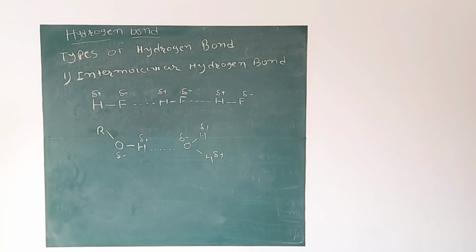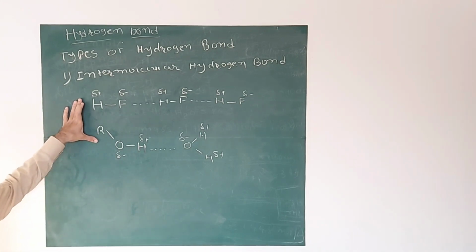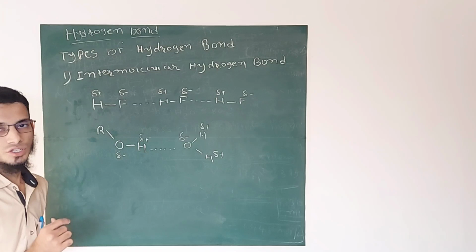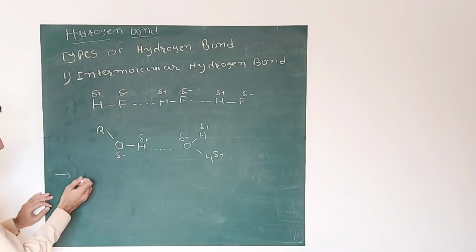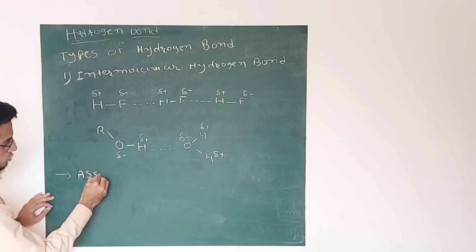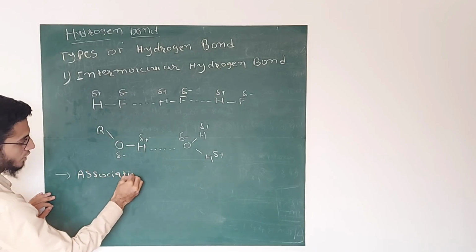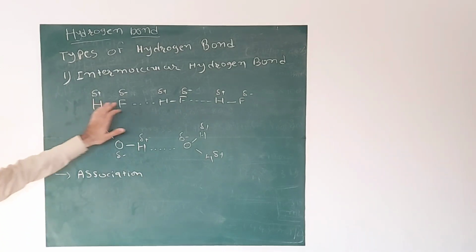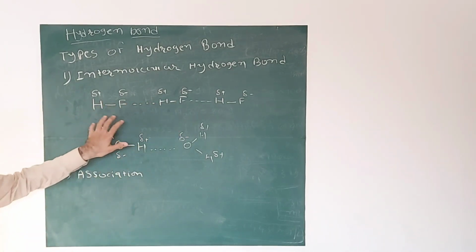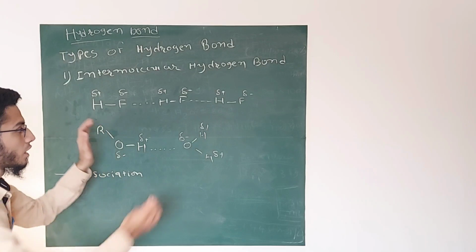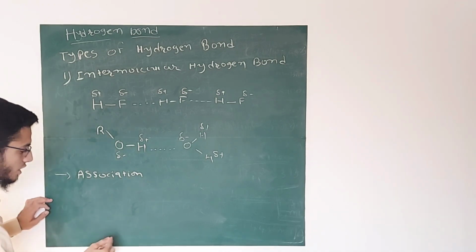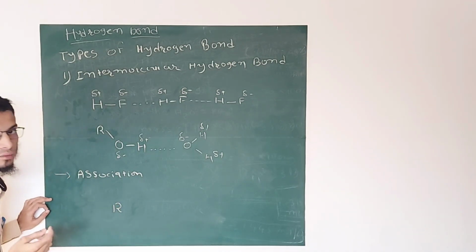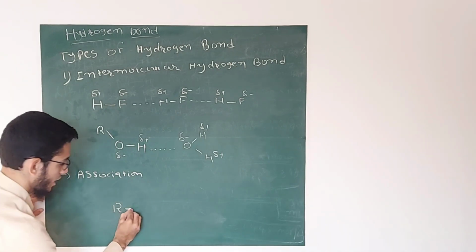There are two examples. The intermolecular hydrogen bond will cause association. Why association? Let's take an example. Association of the molecules. You can see clearly that there will be association: hydrogen fluoride combines with each other. To know clearly, I am taking the example of carboxylic acid, in which there will be intermolecular hydrogen bond like that.